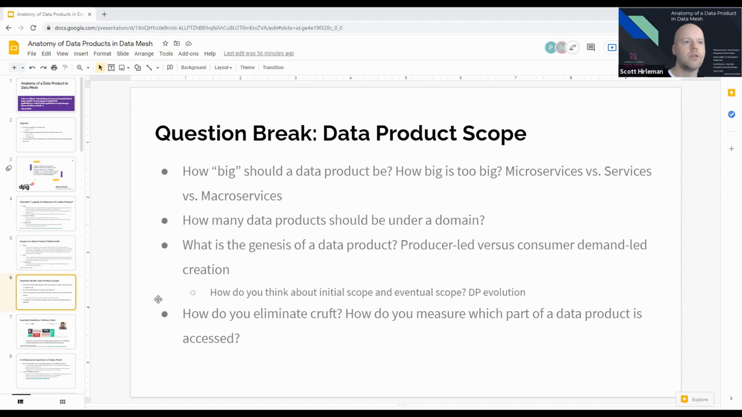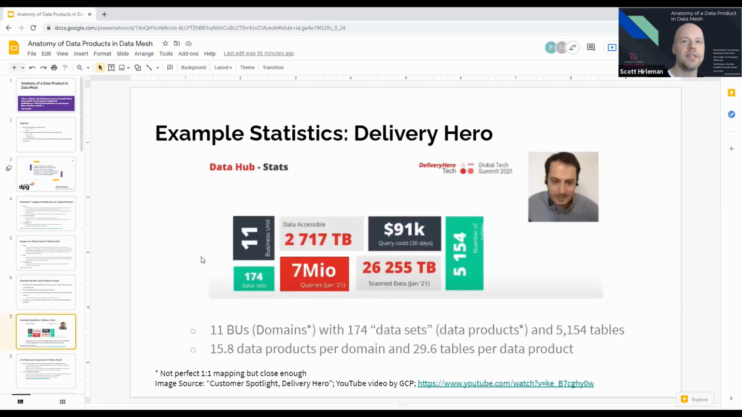Okay, I think that's great. And the next slide is going to kind of contradict exactly what we talked about, but this is somebody who's a little bit further along in these types of things. This was from a Delivery Hero presentation, and you can ignore the middle bit. But they've got 11 BUs, 174 data sets, and 5.2K tables.